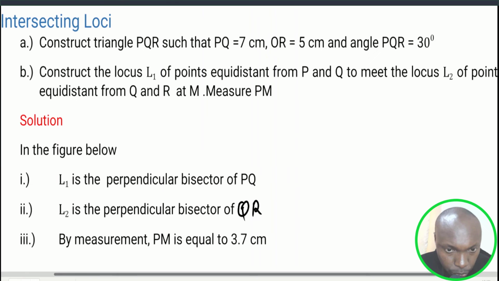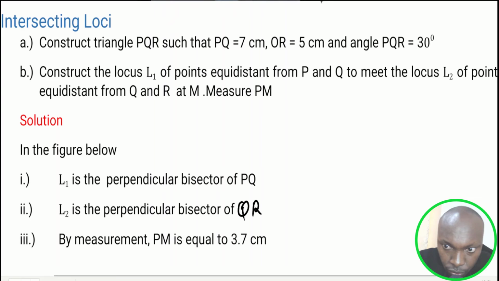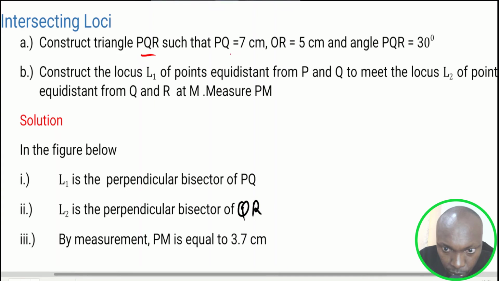To understand these, we're going to work it out using a question. The question reads, part A, construct triangle PQR such that PQ is equal to 7 centimeters, QR is equal to 5 centimeters, and angle PQR is equal to 30 degrees. B, construct the locus L1 of point equidistant from P and Q to meet the locus L2 of point equidistant from Q and R at M. Then measure PM. So that is the question.